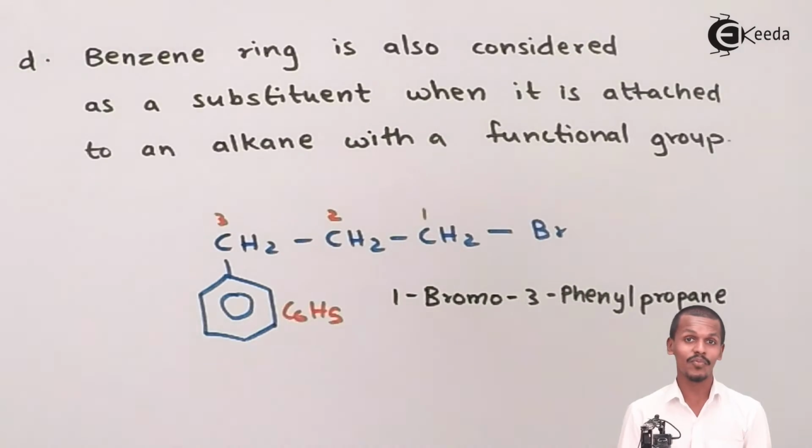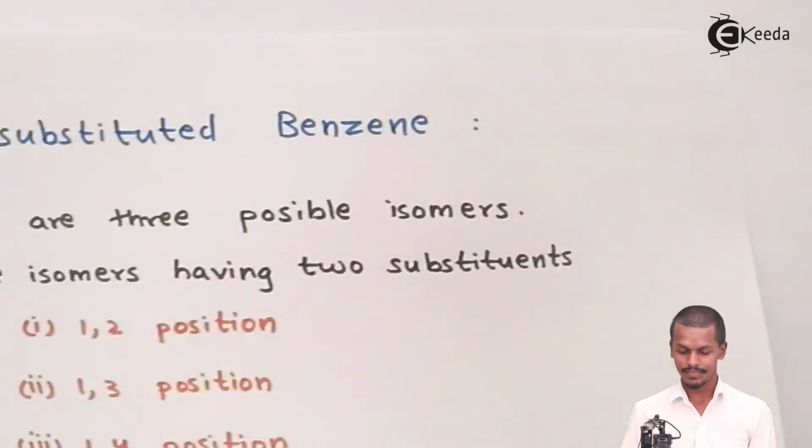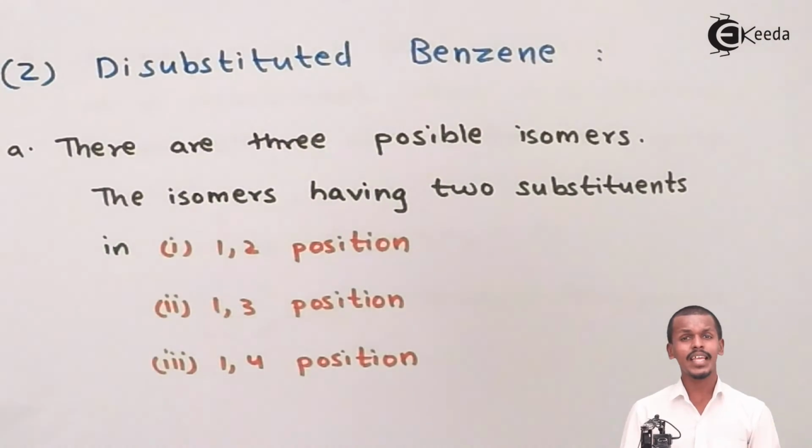propane. That is the IUPAC name for this structure, and it also contains a benzene, which is nothing but a monosubstituted benzene. So this is what we have got to know. These were all the rules of the monosubstituted benzene, and let us now talk about the disubstituted benzene. Even they have specific rules for that. So let us learn about this one.